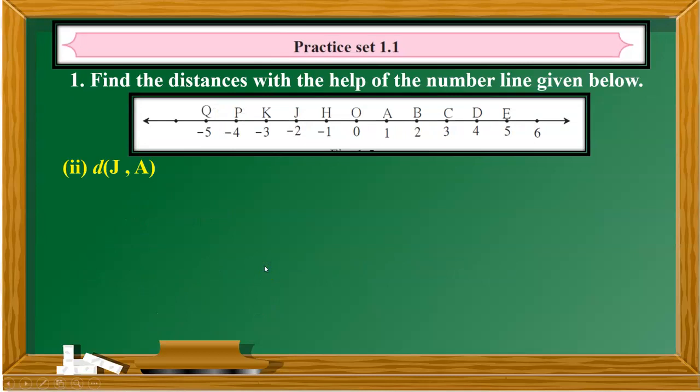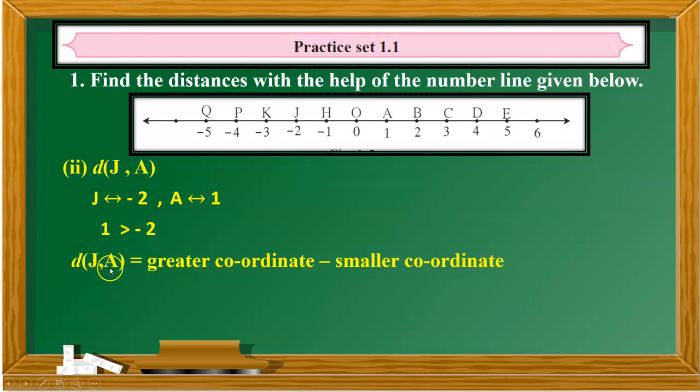Now, I shall be taking the second example, that is JA. So, what is our first step? To write down the coordinates of J and A. Let's note it down. So, coordinate of J is -2, A is 1. Now, among these two, which is greater? 1 is greater than -2. We know that positive numbers are always greater than the negative numbers. So, we write 1 greater than -2. In the next step, we have the formula, distance JA is equal to greater coordinate minus the smaller coordinate.